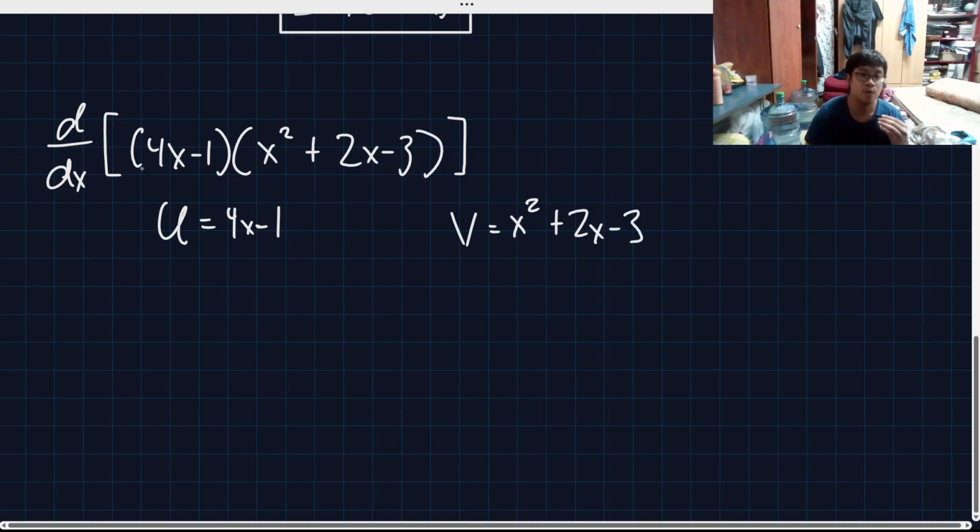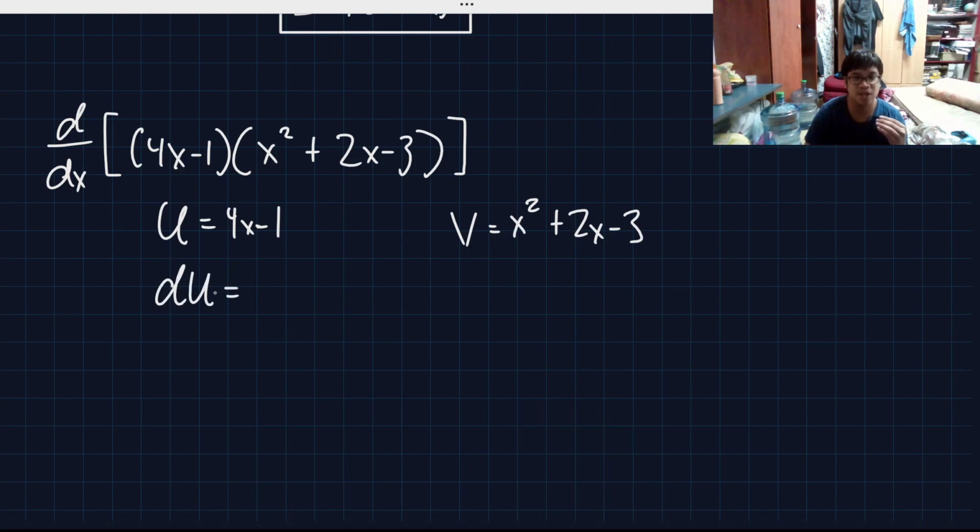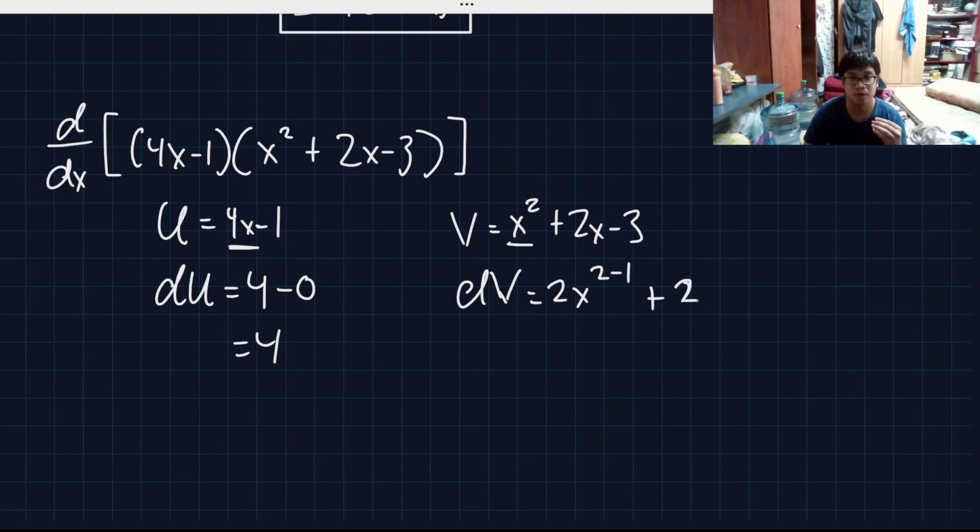Now, we're going to get the derivative of both of them. We can just simply write this as du over dx. So the derivative of 4x is 4. Derivative of 1 is 0. So you have 4 as the answer. Then we're going to proceed getting the derivative of v. We have x squared, so bring down the 2, copy the function x squared, then the exponent, subtract it by 1. Plus the derivative of 2x, that's 2. Next, the derivative of the constant term, which is 3, so 0. So this would become 2x plus 2.